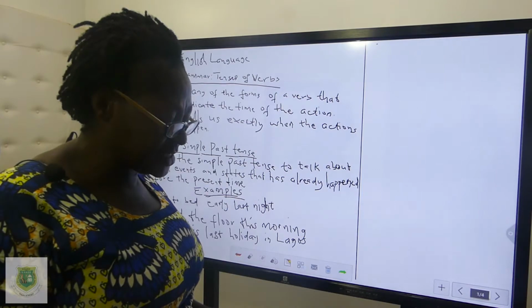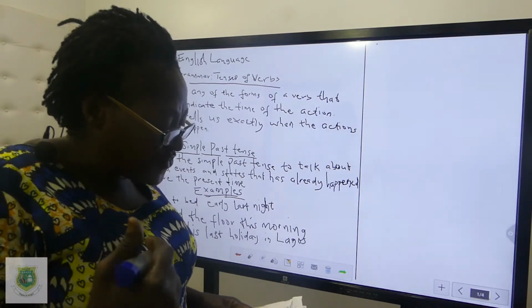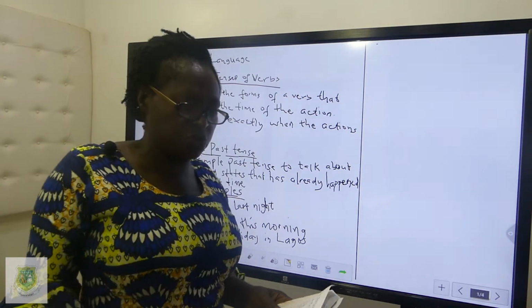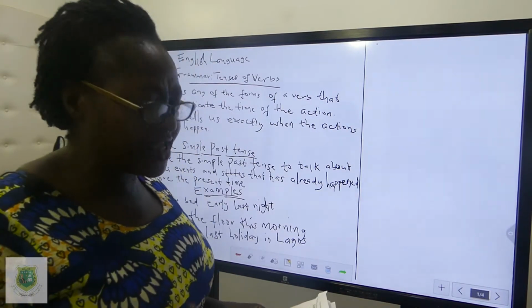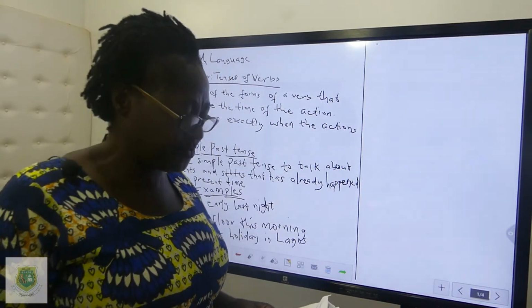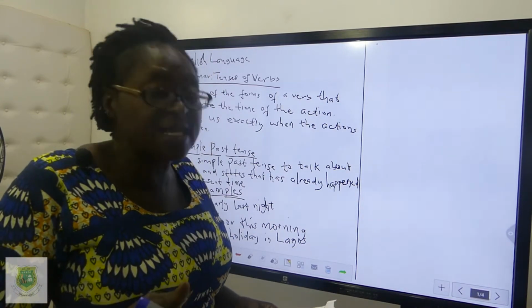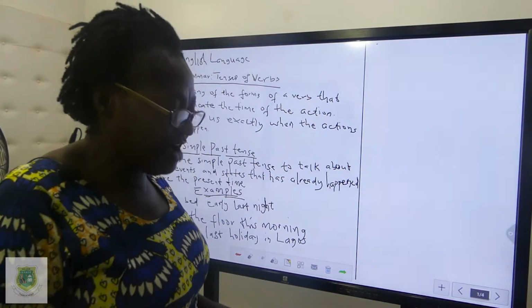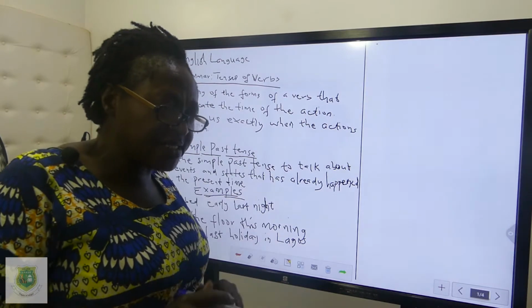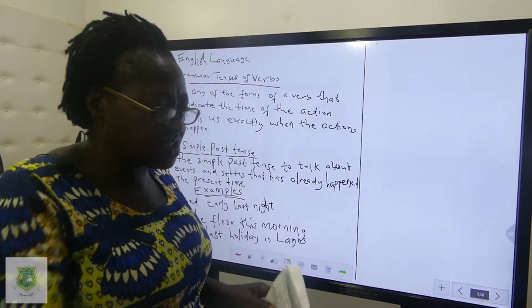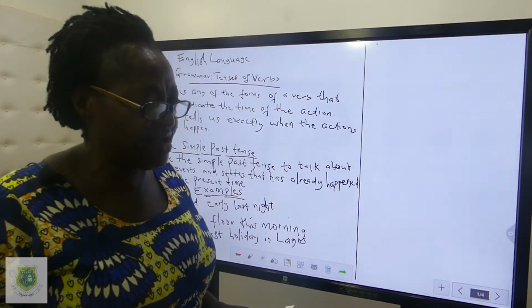So we say that a tense is any of the forms of a verb that is used to indicate the time of the action or state expressed by the verb. The tense tells us exactly when the actions or events happen. We have present tense, simple present, present continuous, and so on and so forth. We treated most of them.